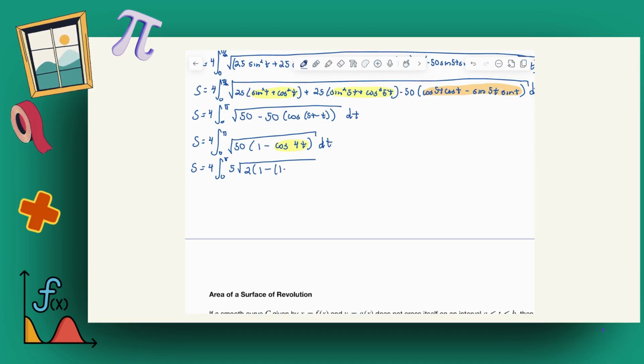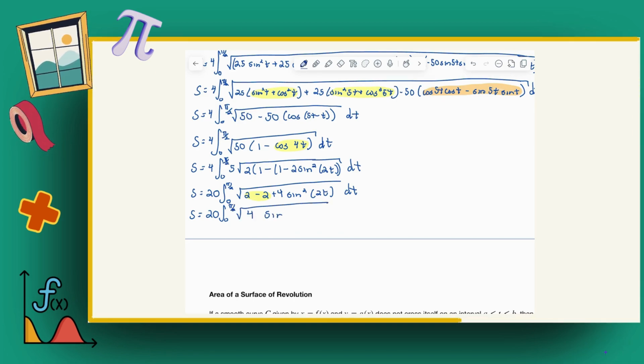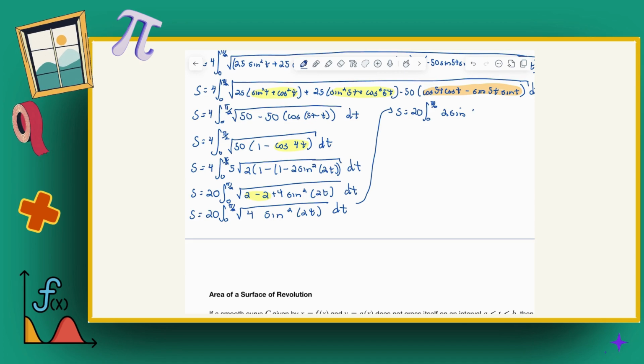And then distributing the 2 to each of those, I end up with 2 minus 2 plus 4 sine squared of 2t, which simplifies down. 2 minus 2 cancels out, and I'm left with underneath the square root 4 sine squared of 2t. And of course the square root of 4 is just 2, and the square root of sine squared 2t is sine 2t. So I've gotten rid of the square root finally from my integral, which means now we're ready to integrate.